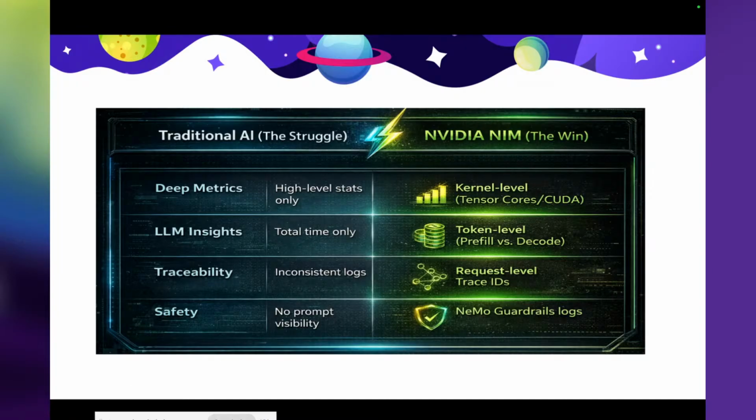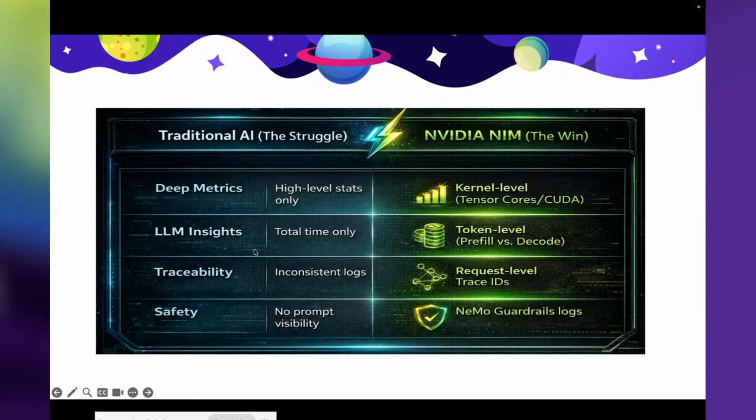And next comes the traceability. So here, instead of the huge and messy disconnected logs that we have, NIM tags each and every request with a specific trace ID, just like your standard enterprise applications. Like we have a correlation ID, we try to trace through every single request right from the start till the end. So NIM provides you that level of visibility.